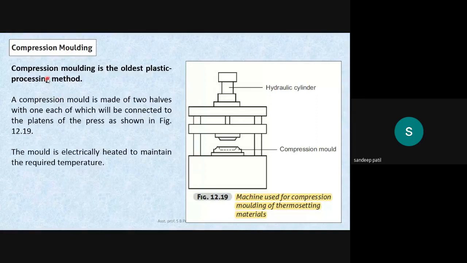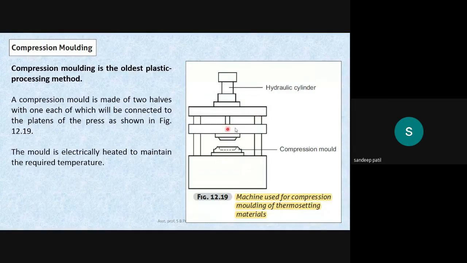Compression molding is the oldest plastic processing method. The compression mold is made up of two halves, that is two parts, each of which is connected to the platens of the press, as shown in this figure. This is the machine used for compression molding of thermosetting materials. Basically, this is the pressing machine.